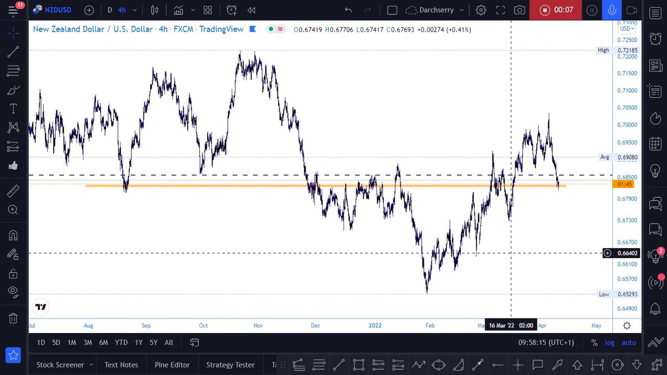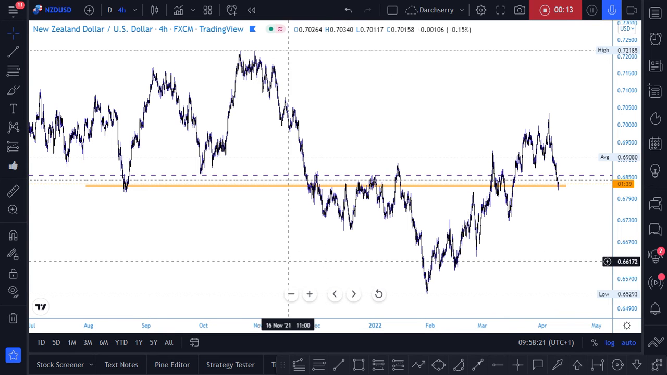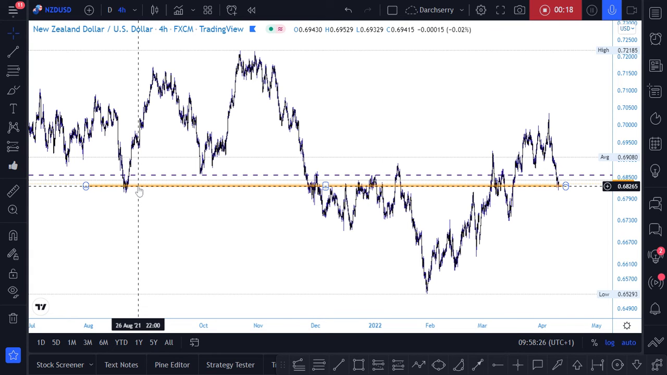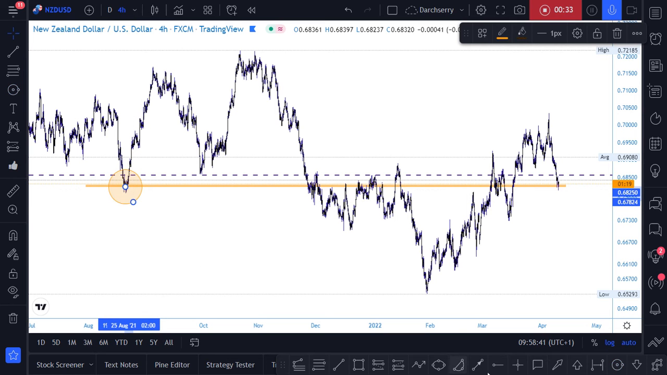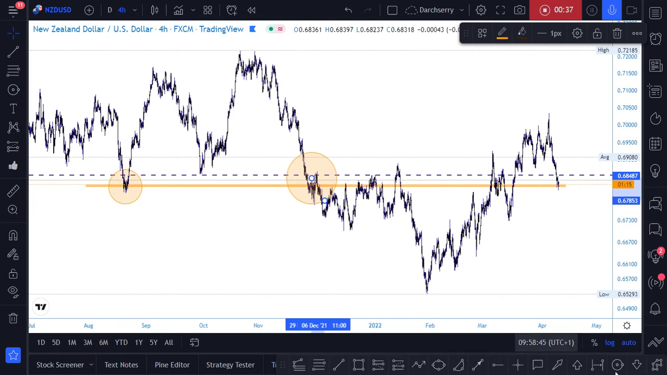The first pair I'm looking at this morning is New Zealand USD, and on the 4 hours time frame, I have identified a key level at 0.68250, which is also a psychological level, and this level has been a level that has held price supported at one point in time and rejected a couple of times.